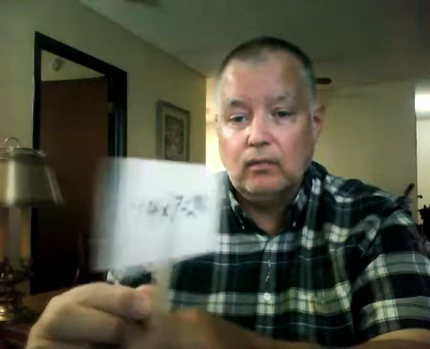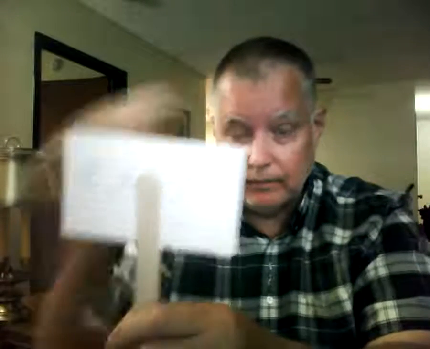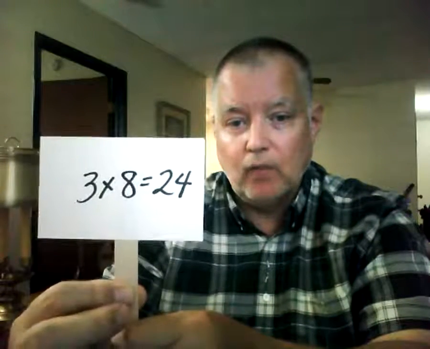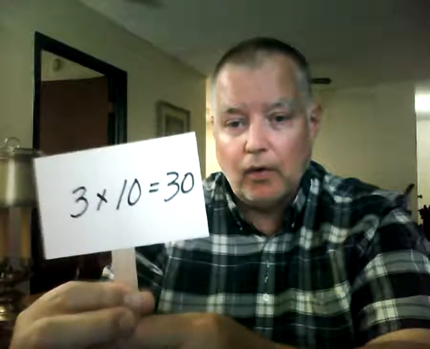4 times 7? 28. 3 times 5? 15. 3 times 6? 18. 3 times 9? 27. 3 times 7? 21. 3 times 8? 24. 3 times 10? 30.